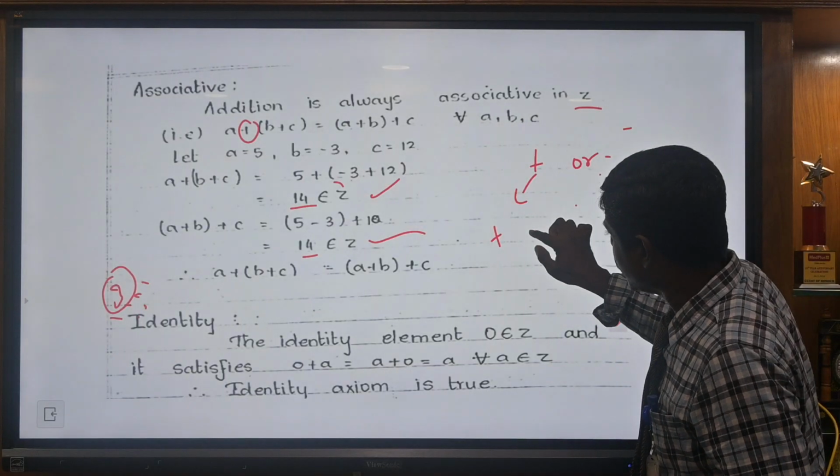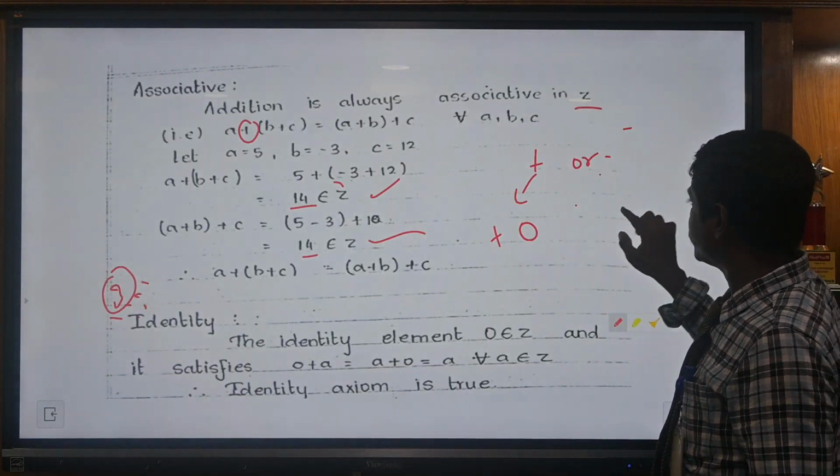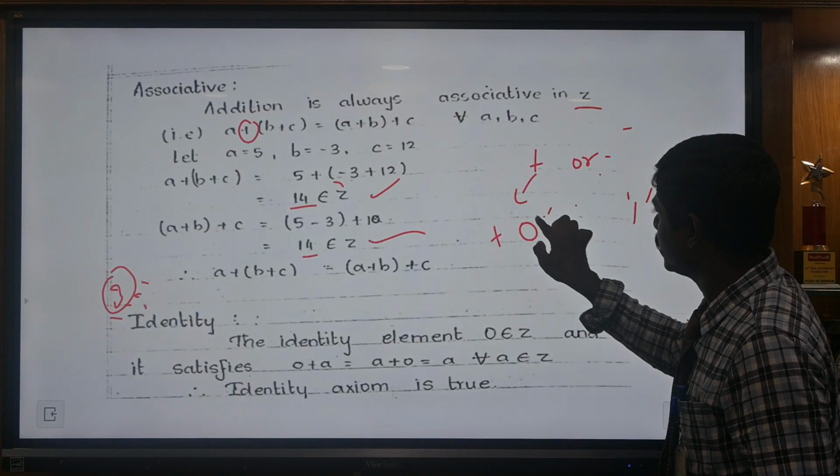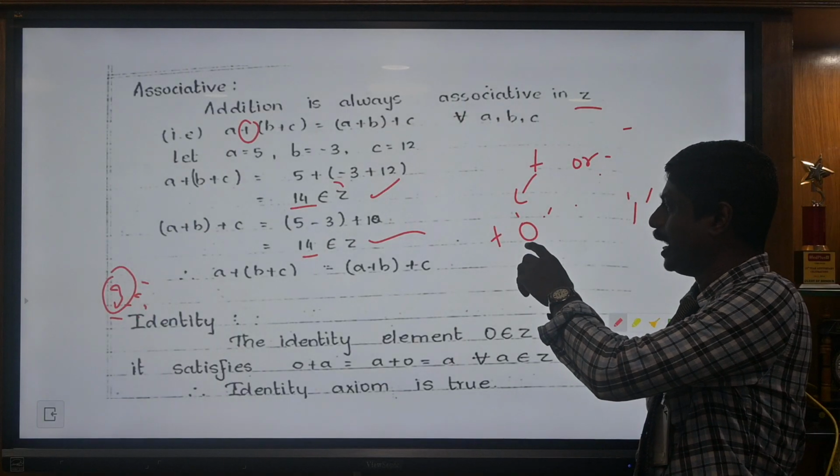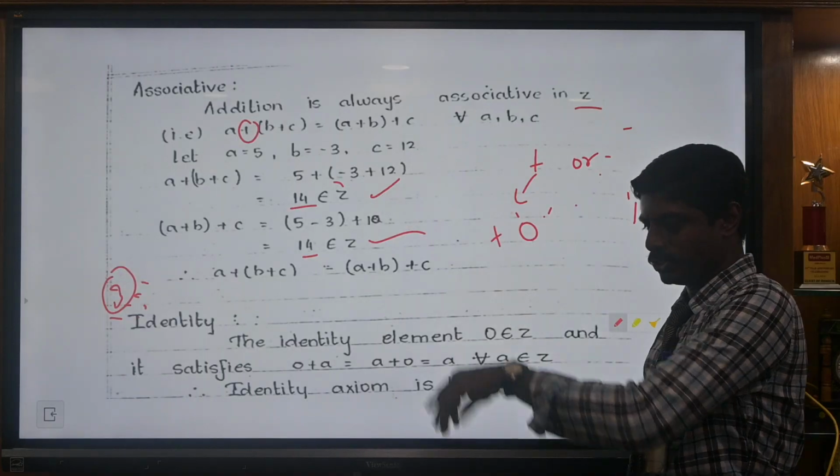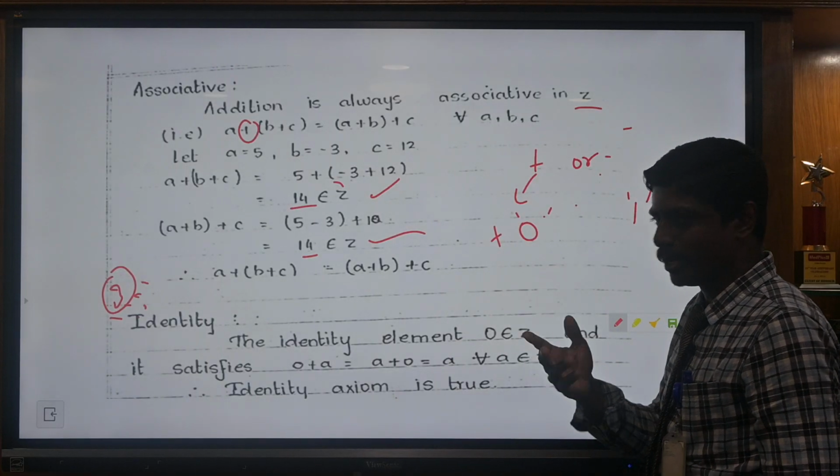The identity element for addition is 0. In multiplication, you just remember it is 1. The identity element for plus is always 0 because we can add it. What is the meaning of identity element?